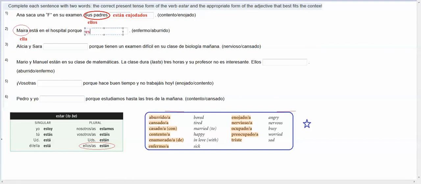Okay, so I write in está. And then I have enfermo. Again, it ends in O. It needs to agree. Mayra is a girl, so she wouldn't be enfermo. She would be enferma. So Mayra está en el hospital porque está enferma.